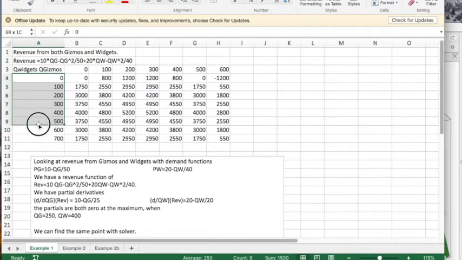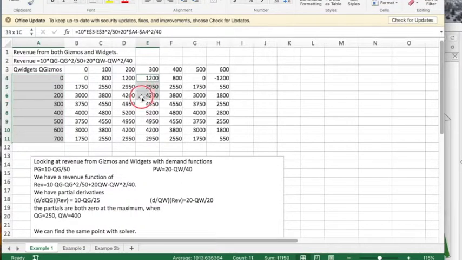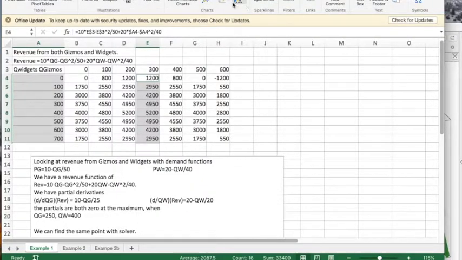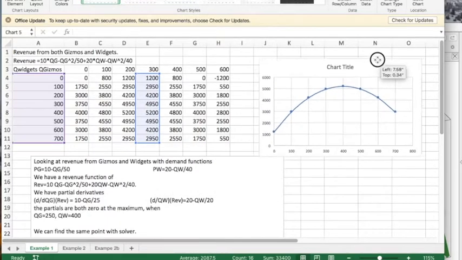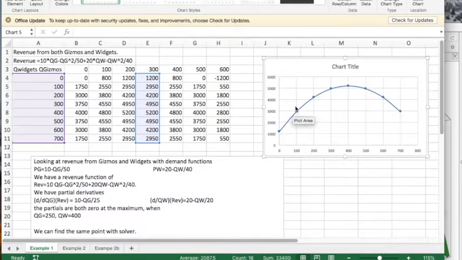I'm going to look at the quantity of gizmos against the revenue when I've got the quantity of widgets. I'm assuming the quantity of gizmos is 300. I look at that. I insert a smooth scatter plot. And this gives me the revenue in terms of the quantity of widgets, assuming my quantity of gizmos is 0.